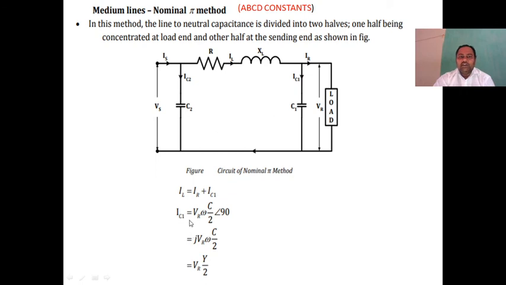Next, IC1. What is IC1? IC1 is the charging current on the receiving end side. IC1 is equal to VR omega C by 2 at an angle of 90 degrees, so that is nothing but j VR omega C by 2. We get VR into Y by 2, where Y by 2 is the total admittance by 2, because we have only half of the capacitance. Omega C by 2 is nothing but Y by 2. So IC1 is directly VR into Y by 2.